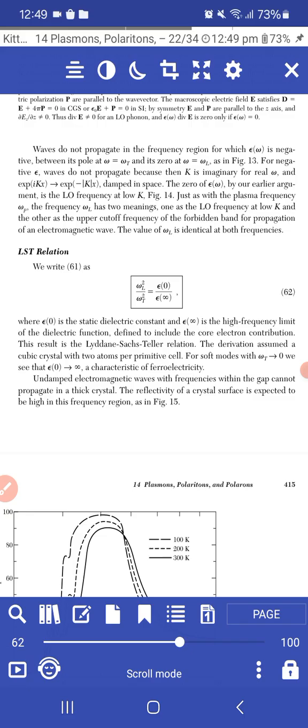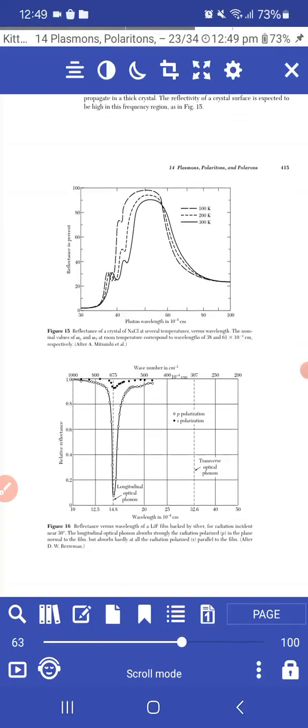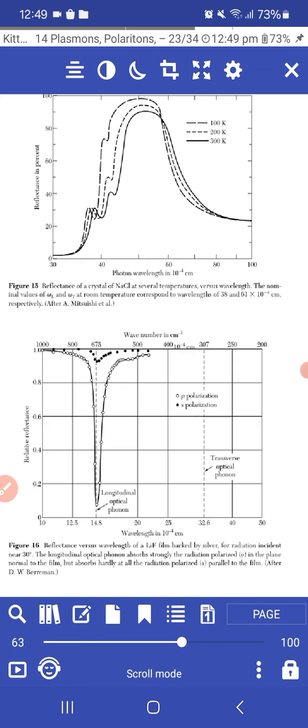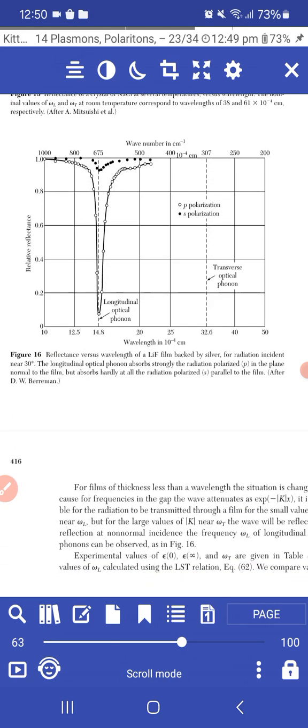The reflectivity of a crystal surface is expected to be high in this frequency region, as in these figures. Reflectance of NaCl, temperature versus wavelength. The nominal values omega L and omega T at room temperature correspond to wavelengths of 38 and 61 into 10 to the power minus 4 centimeter respectively. The reflectance versus wavelength of LiF.